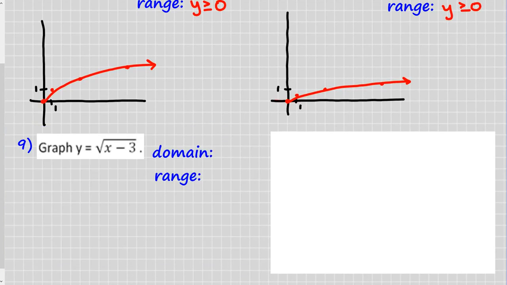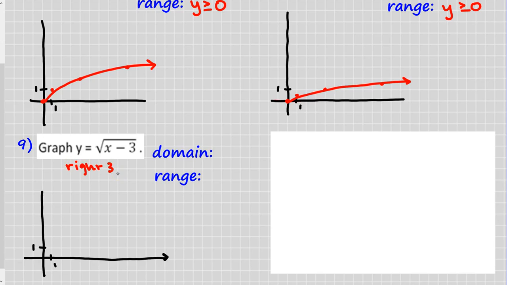Okay, let's take this one. y equals the square root of x minus 3. So we want to think about transformations and what effect does subtracting 3 from x inside the function have on the graph. Think about what we did with parabolas and absolute values and things like that. Subtracting 3 on the inside shifts the whole thing right 3.